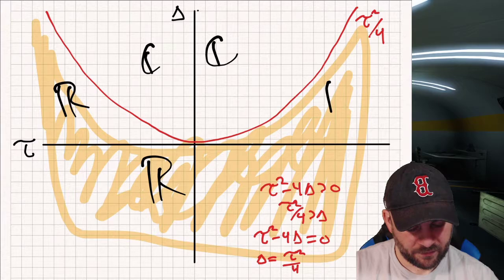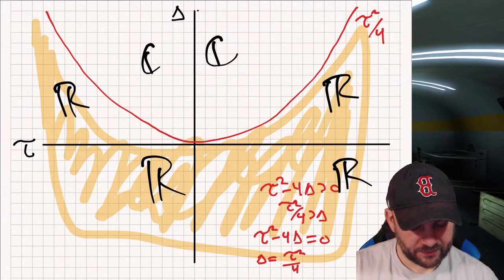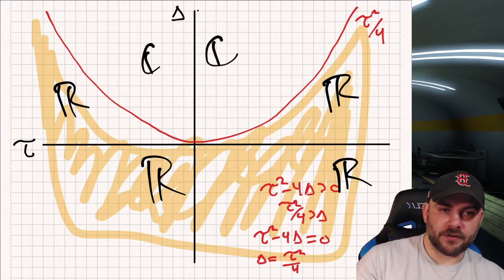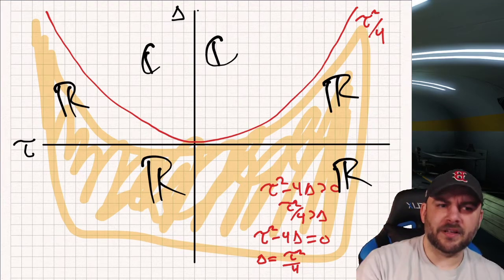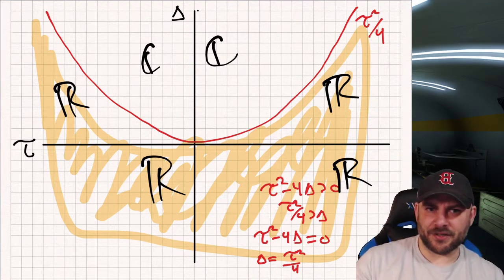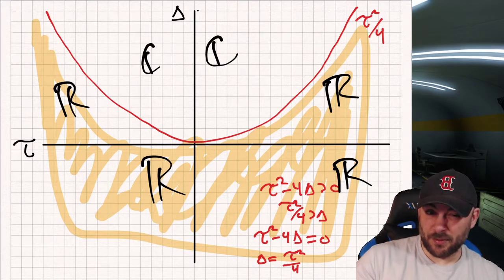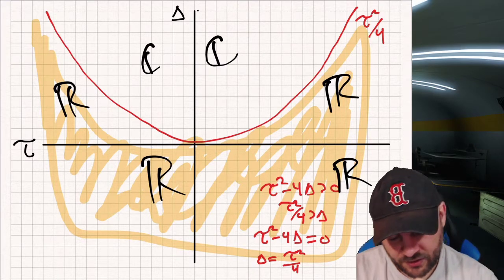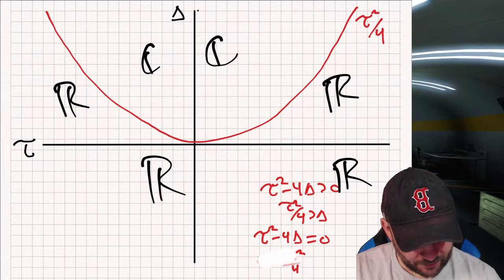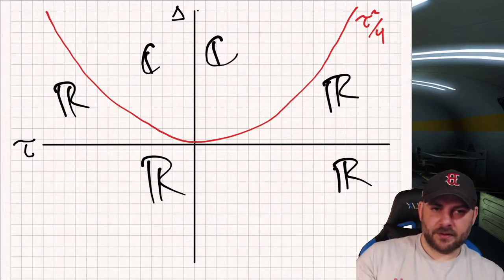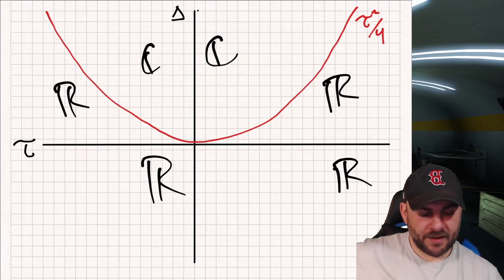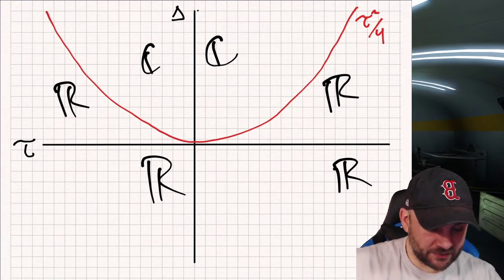So everybody underneath this red line means that my eigenvalues are real. If I'm above the red line, my eigenvalues are complex. Do we understand that? Do we kind of get that? So that's our first major dividing line.